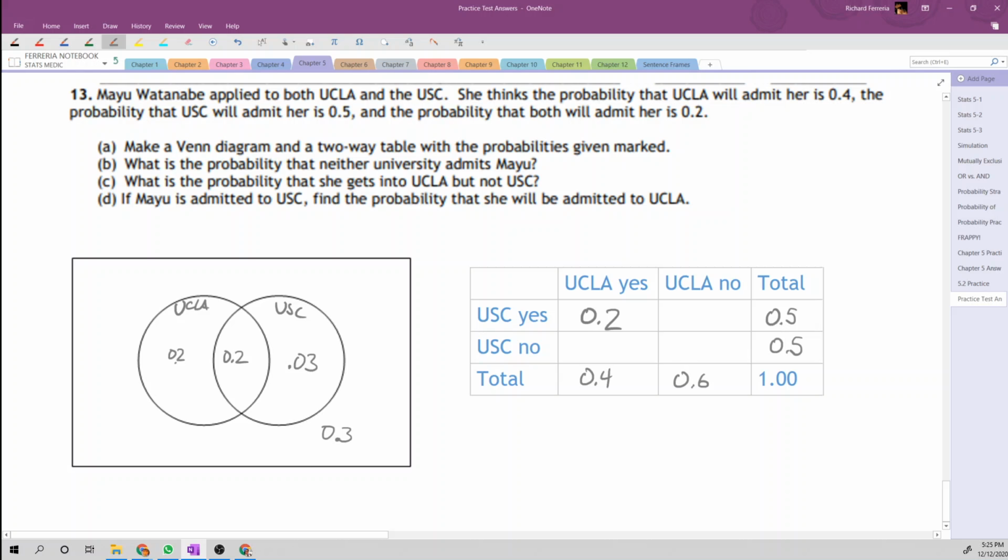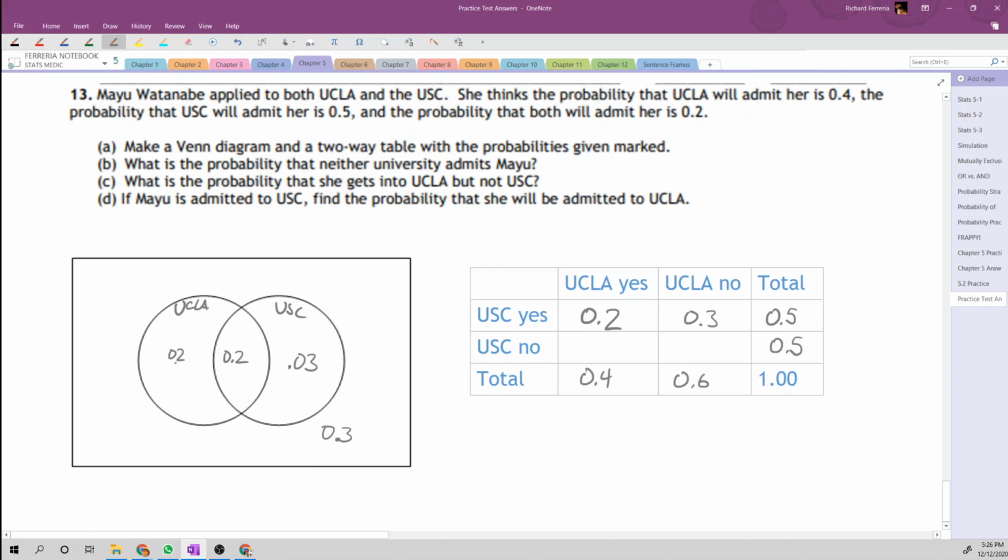For example, USC yes is 0.5. 0.2 is UCLA yes and USC yes. That means 0.3 needs to be USC yes and UCLA no, because they need to add up to 0.5.